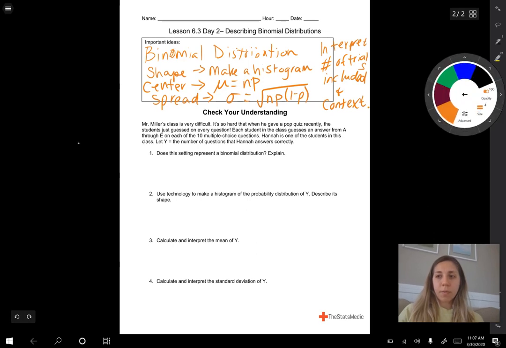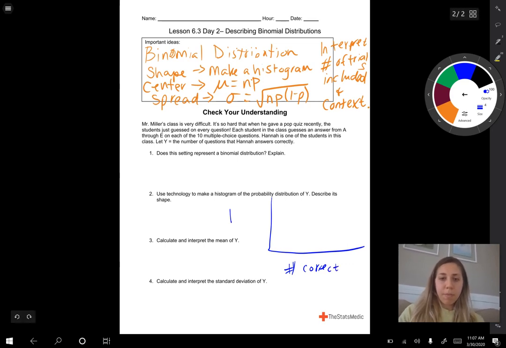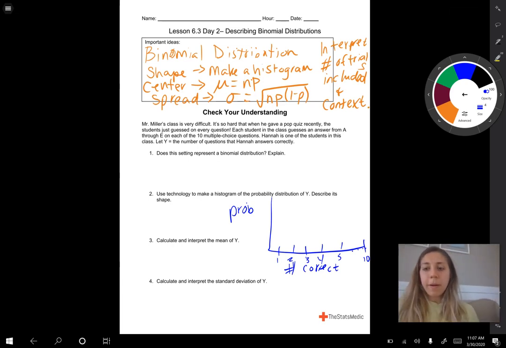And let me give you a little hint on that histogram. So if you were to make, this is about 10 multiple choice questions, so you just need to make a larger version of that. So your histogram, which on the x-axis would be number correct, and this would be the probability of getting them correct. So then you would have 1, 2, 3, 4, 5, all the way up to 10, and create that way. Remember, if you have any questions, you can come to office hours and check in that way.